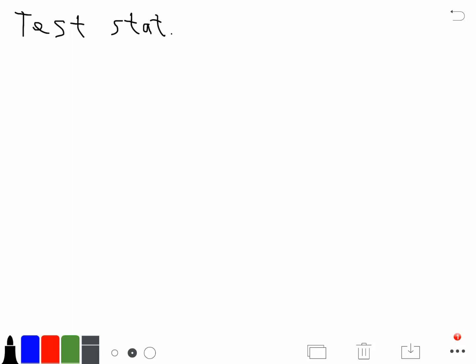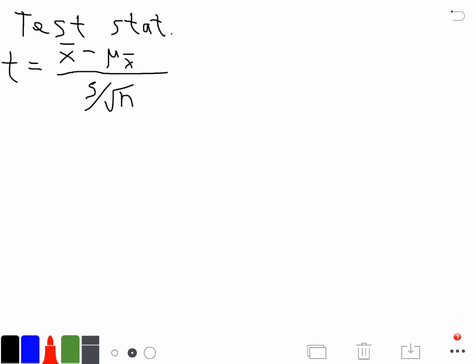To start off with the test statistic, we need a formula for it. That formula would be t equals x bar minus mu sub x bar, all over s divided by square root of n. Now let's go ahead and find all these values.